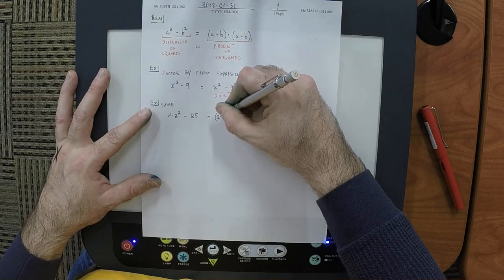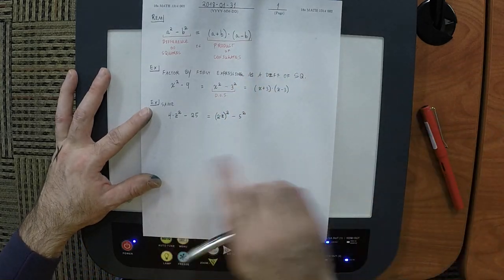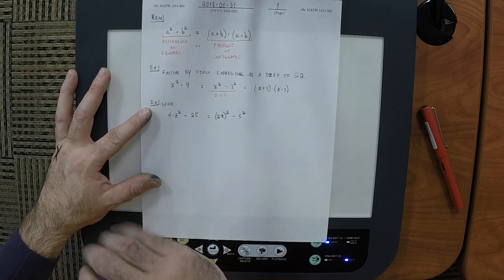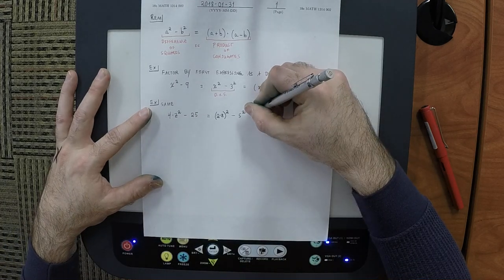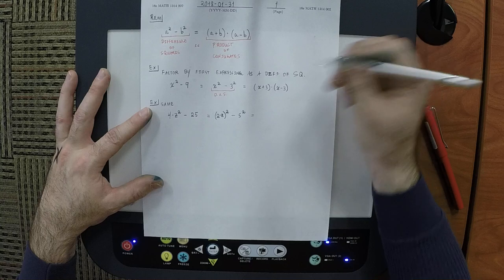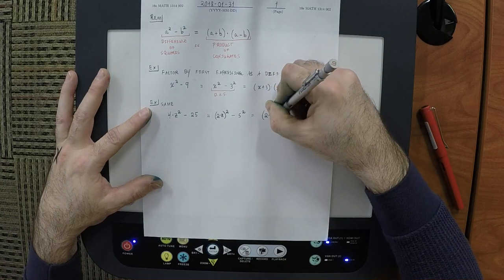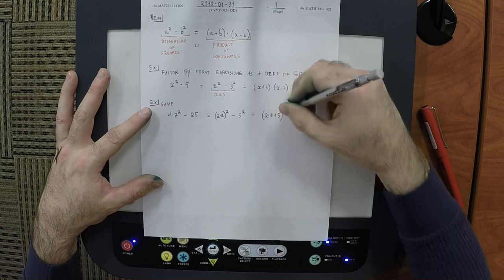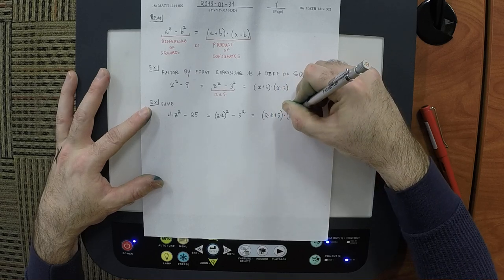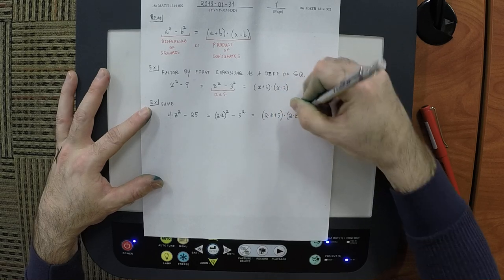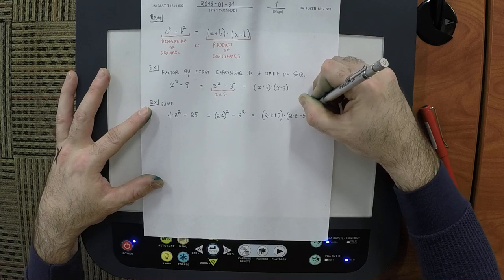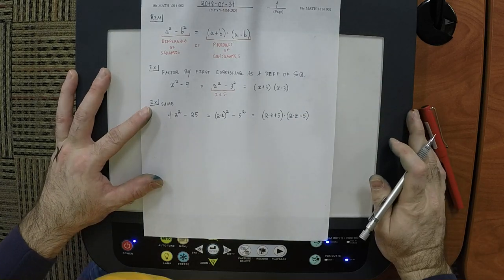Okay, so any question about getting it to the difference of squares? That being the case, what's the factorization? 2z plus 5 multiplied by 2z minus 5. Any question about this example?